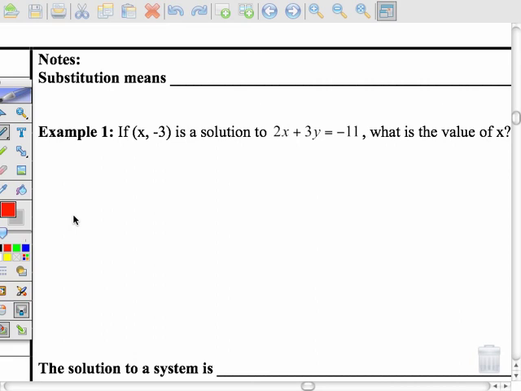Hey guys, we're going to go through the notes. Hopefully this won't take too long. We're going to go through and solve systems by substitution.